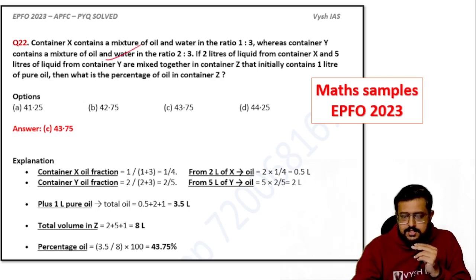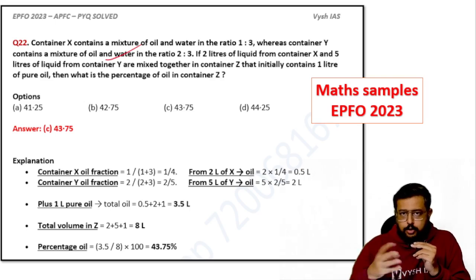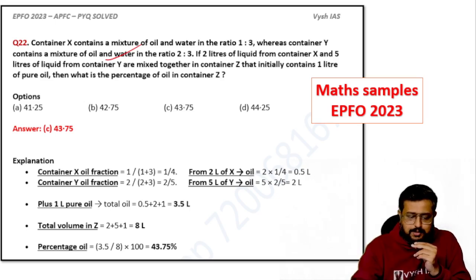Then the usual CSAT question, like a mixture of oil and water in this ratio, then you pour from here to here, and finally what will be the percentage of oil in the final container. That kind of question, we'll give you solved and practice questions so you will be able to solve it. This is the maths sample.